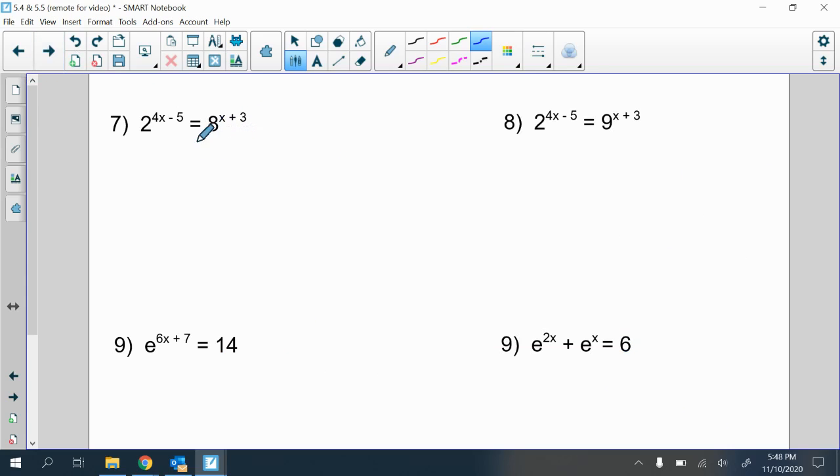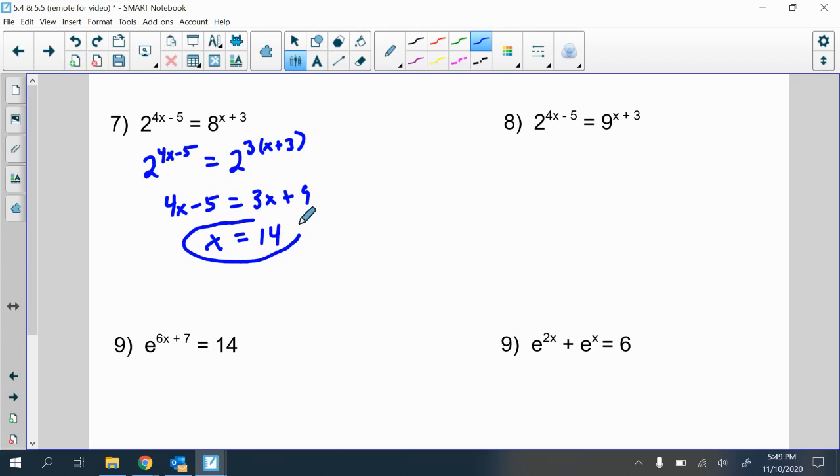Let's talk a little bit about exponentials. So if I have problem 7 here, 2 to the 4x minus 5 equals 8 to the x plus 3. What I can do is rewrite this 8 as a power of 2, so it's 2 cubed. So then I have 4x minus 5 equals 3x plus 9, so x equals 14 is my answer.